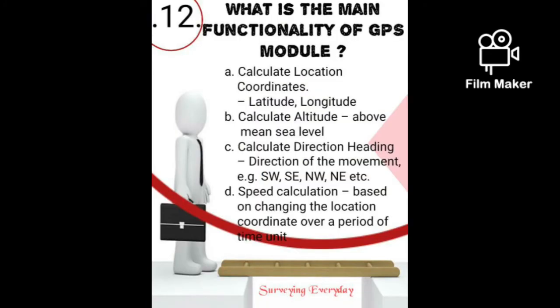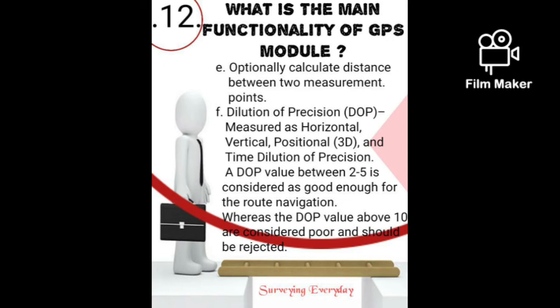12. What is the main functionality of a GPS module? Calculate location coordinates, latitude, longitude. Calculate altitude, above mean sea level. Calculate direction heading, direction of the movement, for example, SW, SE, NW, NE. Speed calculation, based on changing the location coordinate over a period of time unit. Optionally calculate distance between two measurement points.